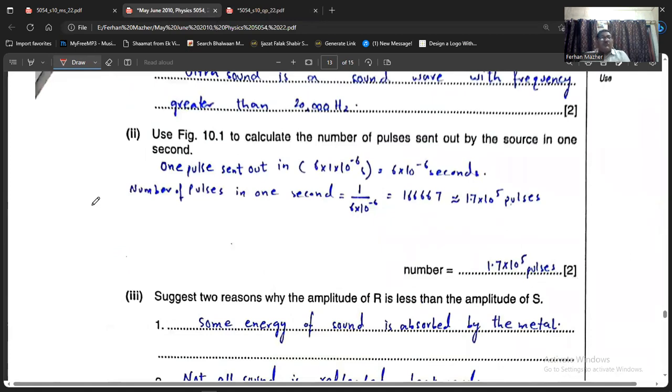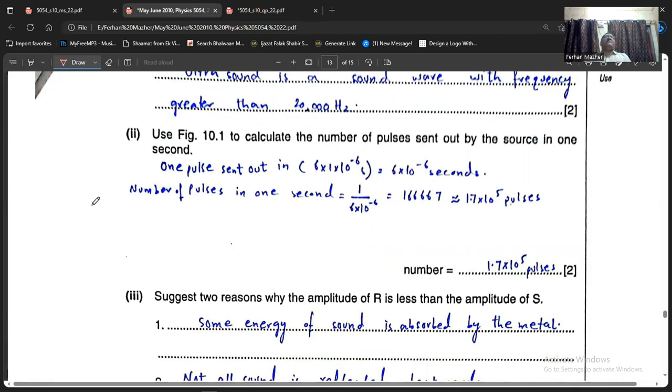Once you know the time period, you can calculate the frequency. So one pulse is sent out in 6 into 10 raised to power minus 6 seconds. That's the time period of the pulse. And the number of pulses in 1 second is called frequency.